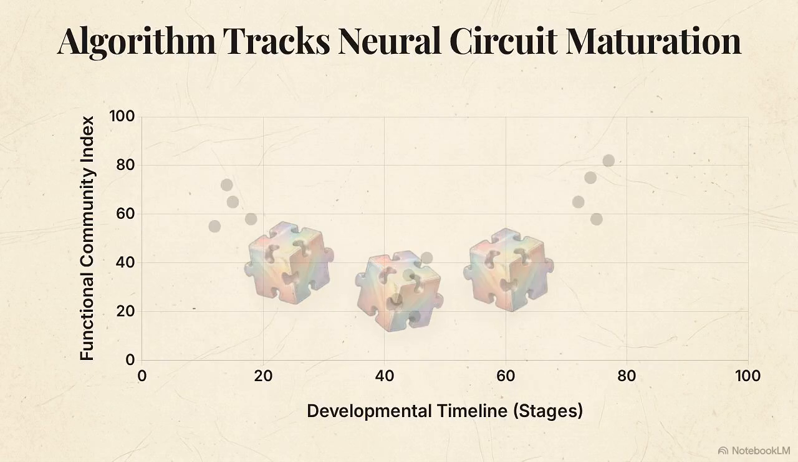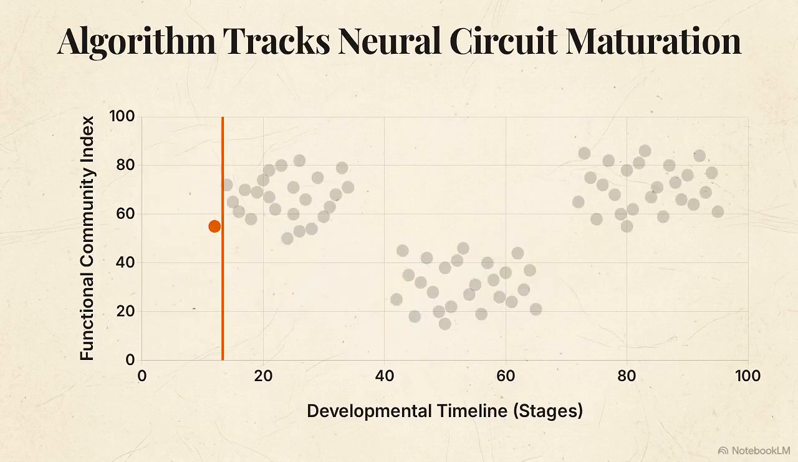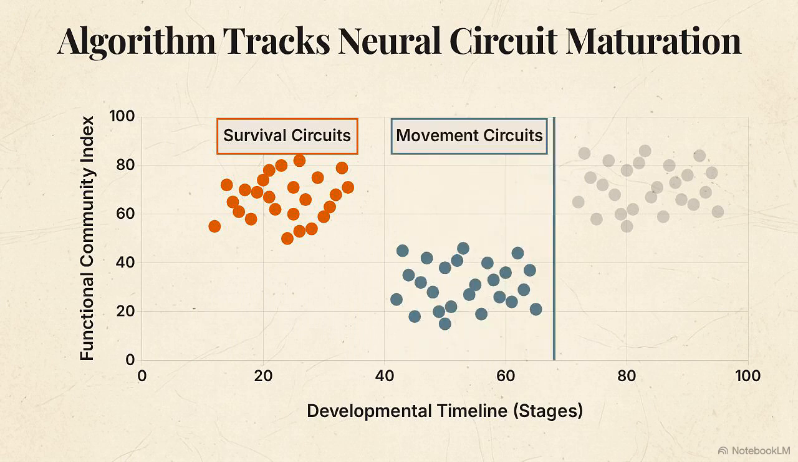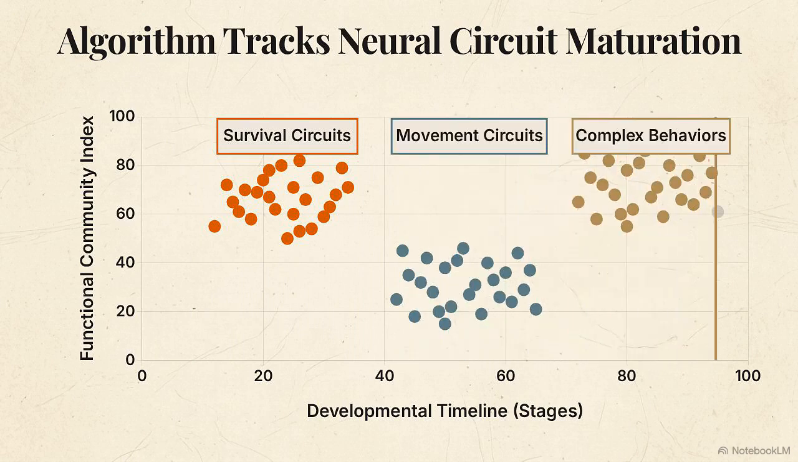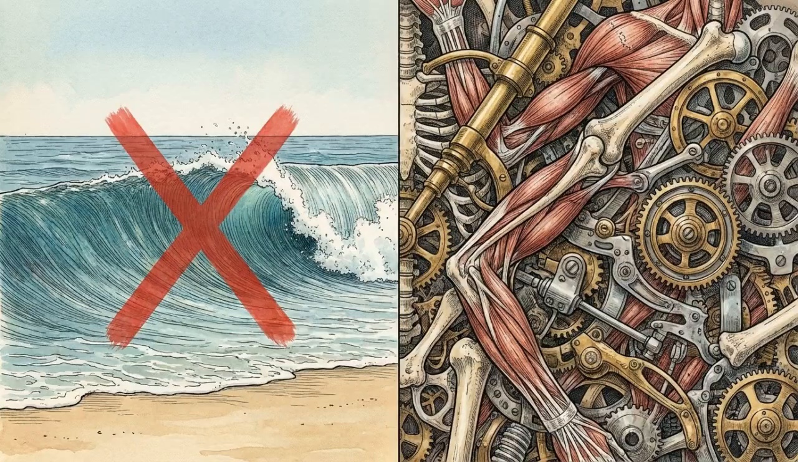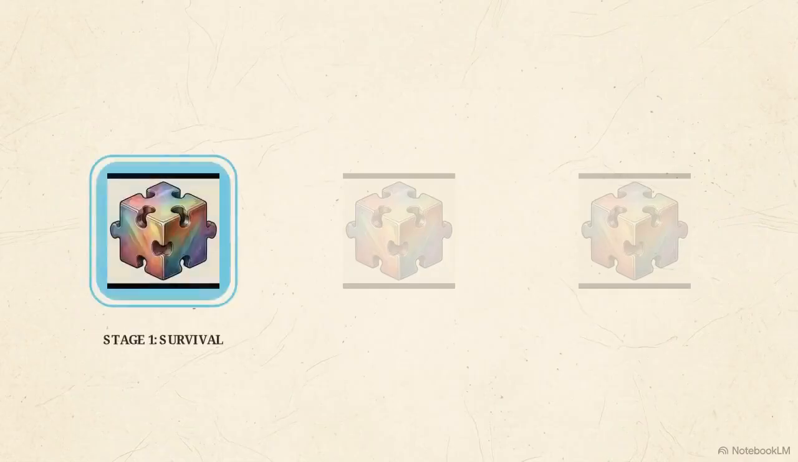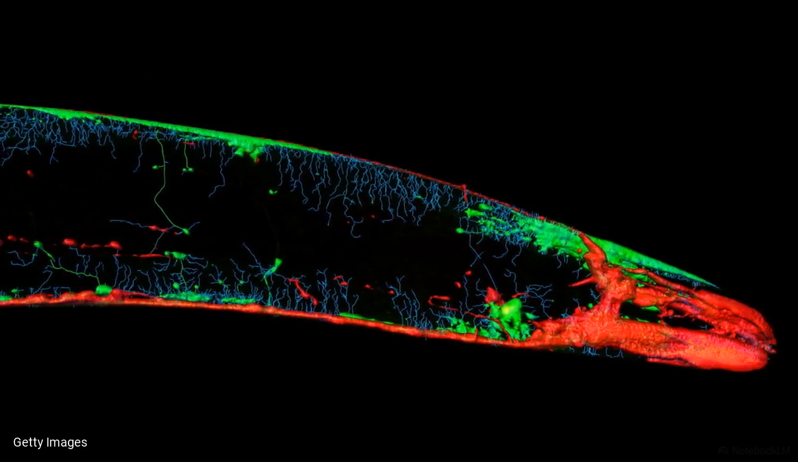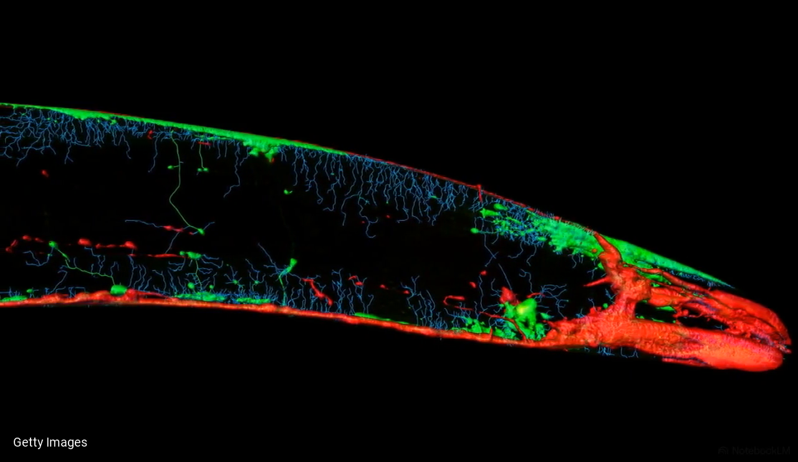To map the development of these systems, researchers utilize the Big Clam algorithm, a tool designed to identify distinct neural communities and track their functional maturity over time. Data from the C. elegans connectome, the only fully mapped biological neural network, proves that circuits do not mature in a uniform wave. They compile in strictly sequential functional stages. This C. elegans connectome map reveals exact functional separation.